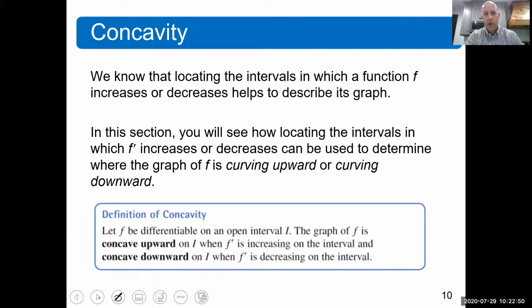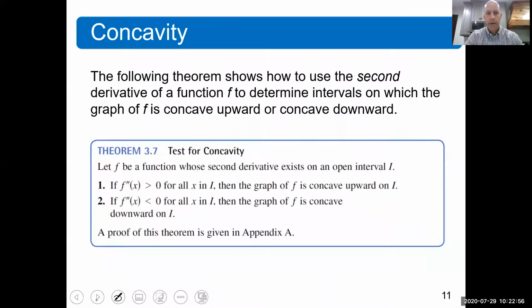So here's the definition of concavity. Something is concave up when f prime is increasing on an interval, and if it's negative, then it's decreasing. So test for concavity. Basically, and this is what you should already know, if f double prime is greater than 0, it's concave up. If f double prime is less than 0, it's concave down.